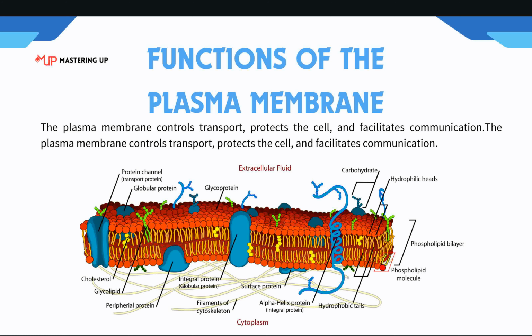The plasma membrane serves several crucial functions. It controls the movement of substances in and out of the cell, allowing essential nutrients to enter while keeping harmful substances out. It also protects the cell by providing a stable boundary. In addition to that, the membrane plays a role in cell signaling, allowing cells to communicate with each other through receptor proteins and chemical signals.